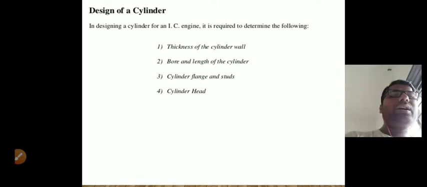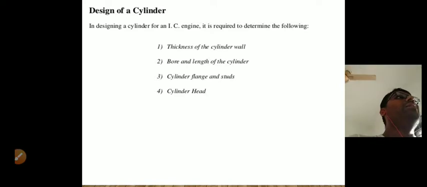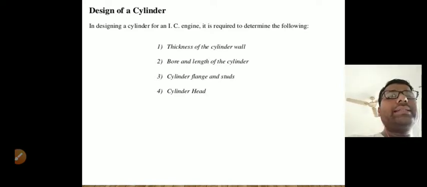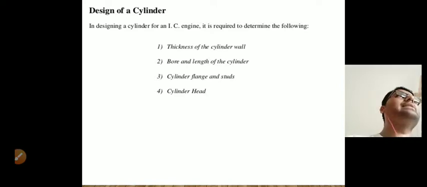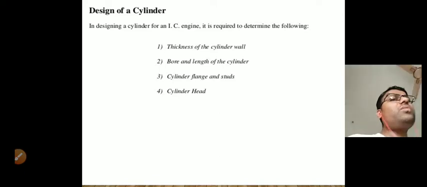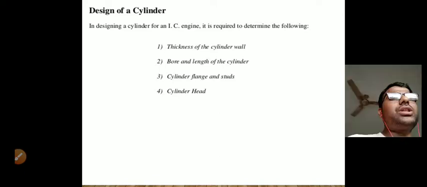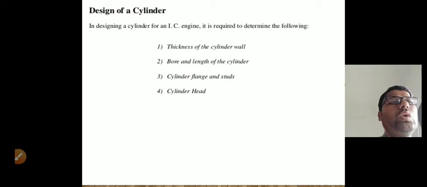Next part, the design of the cylinder. To develop a cylinder, we have to find four kinds of things. First is the thickness of the cylinder wall, right? Bore means the diameter of the cylinder. Length of the cylinder means the height, we can say the cylinder height. And cylinder flange, stud and cylinder head. Cylinder flange and cylinder stud are used to fix the cylinder head to the cylinder.